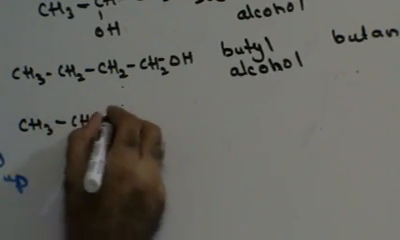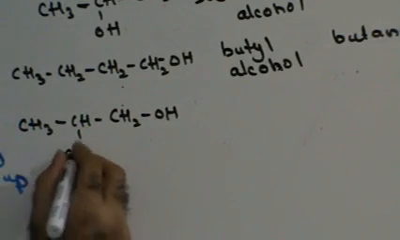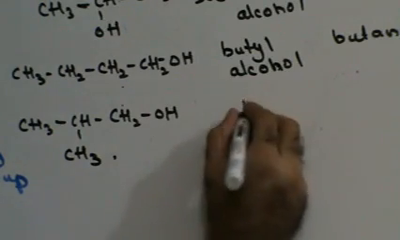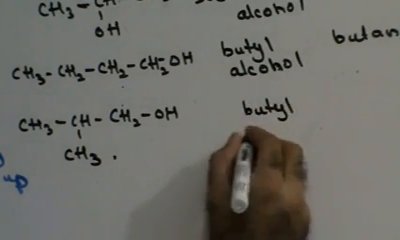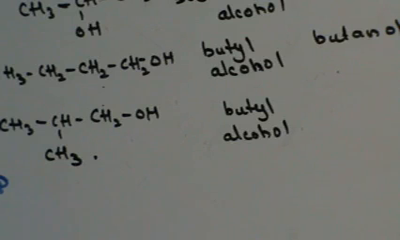CH3, CH, CH2OH, CH3, right? How many carbon atoms? Four carbon atoms, therefore butyl. OH, therefore alcohol. Alcohol is not in the chain, but the methyl group is in the chain. When the methyl group is in the chain, you write it as iso. So this is going to be isobutyl alcohol, right?